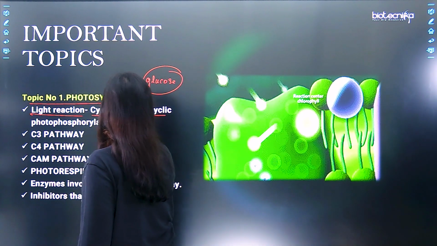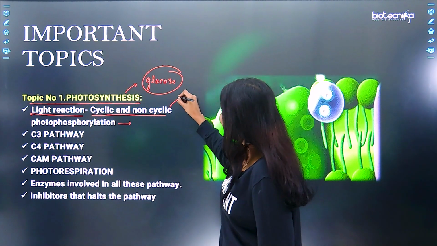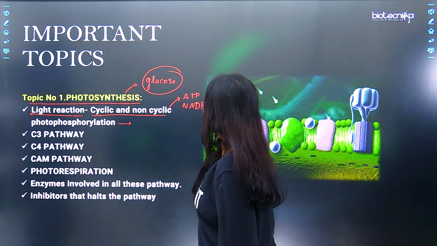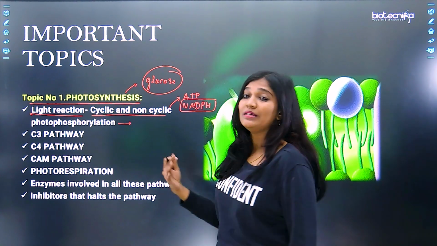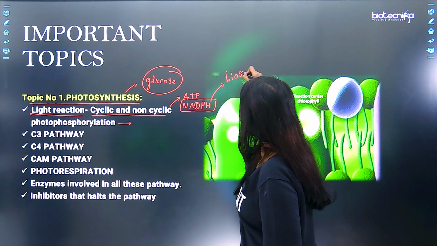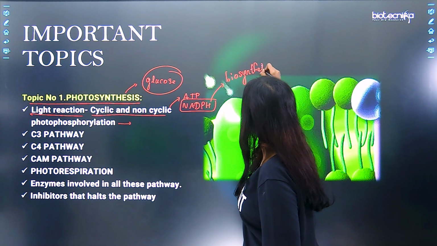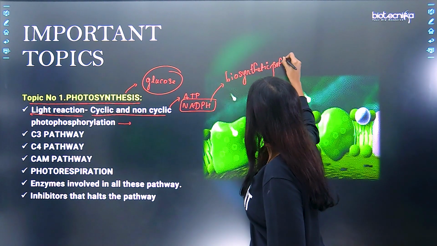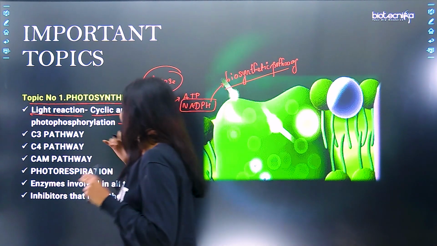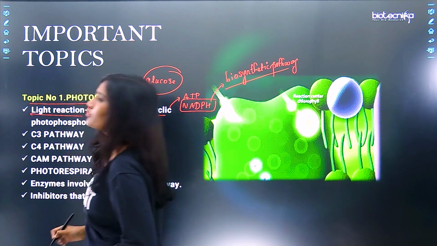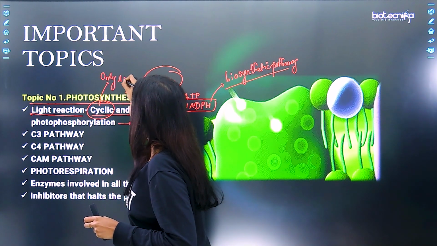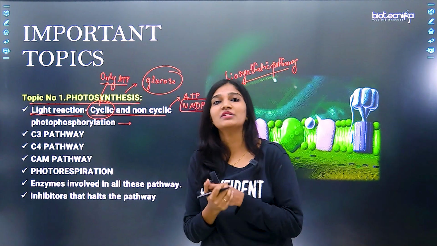So here we know that if it's going to be non-cyclic photophosphorylation, there is a production of ATP and a production of NADPH. And please do not confuse NADPH with NADH. NADPH is responsible for the biosynthetic pathway, the synthetic pathway. So in non-cyclic photophosphorylation there is a production of ATP and NADPH, but in case of cyclic photophosphorylation in stroma lamellae, it's going to be only ATP. So I'm just giving an overview. We are not dealing in detail. I'm just telling what are the important topics in this unit.